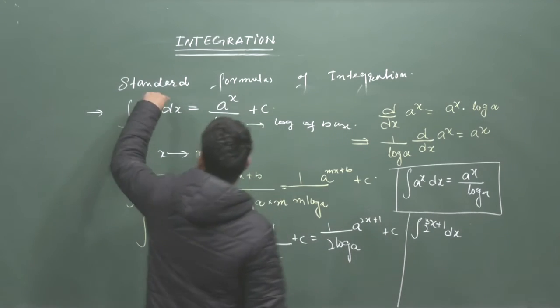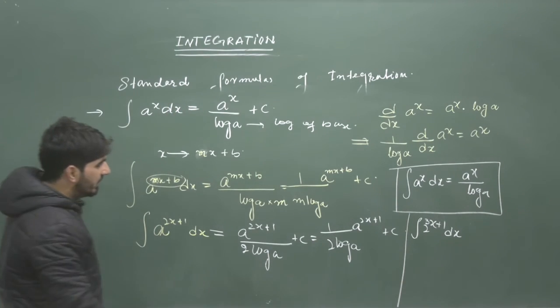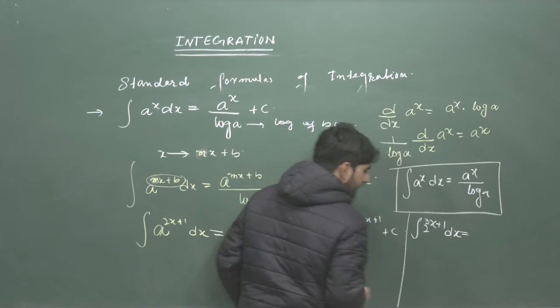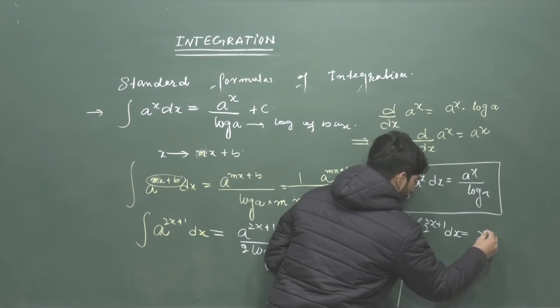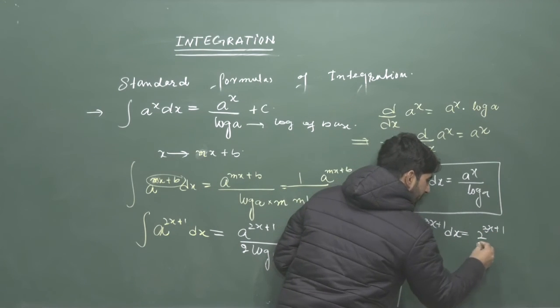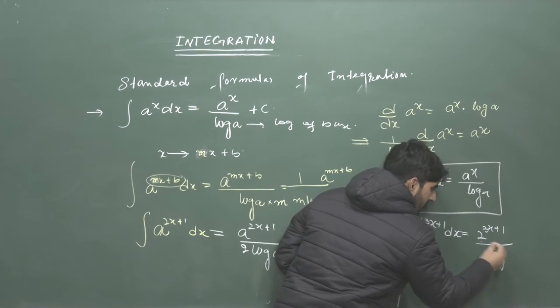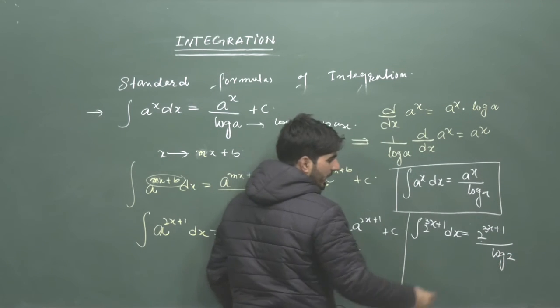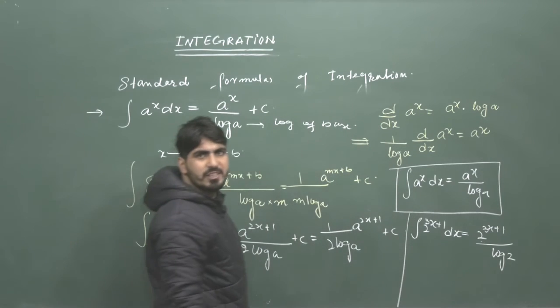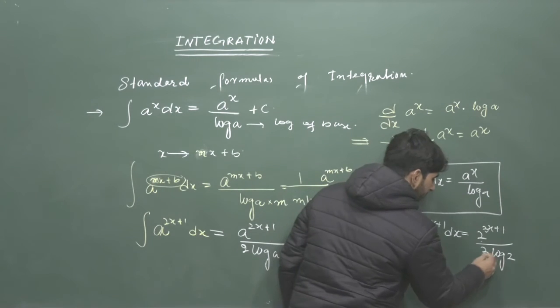So this is of the form a raised to power x dx. So its integration is 2 raised to power 3x plus 1 divided by log of 2, here the base is 2, into internal differentiation of 3x plus 1, that is 3, plus c.